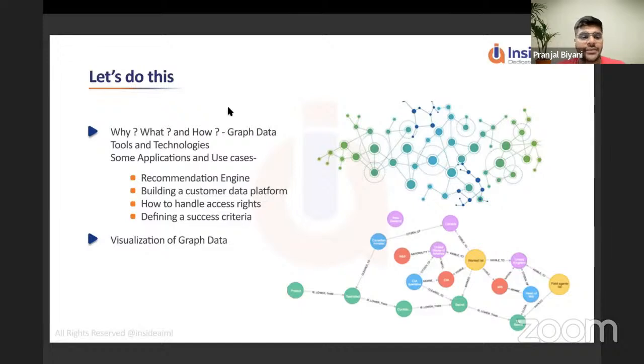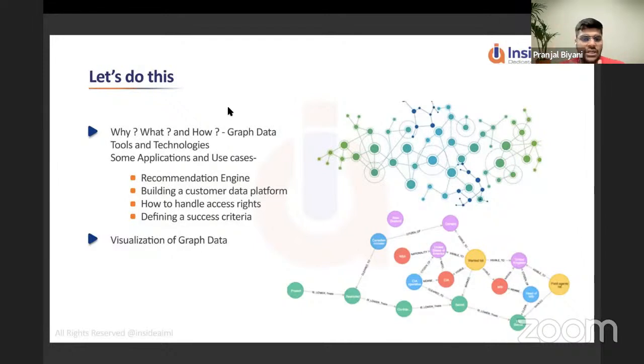Okay, let's proceed. So we're going to talk about three things to set up the base of our graph data understanding. First is, why do we need graph data? We've covered most of it. We'll cover a few more additional points. What is graph data? How does it look? How does it work? What are the different aspects of the graph data? And how do we use it to solve business problems?